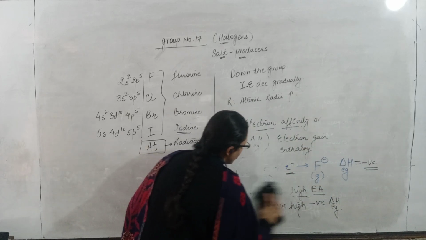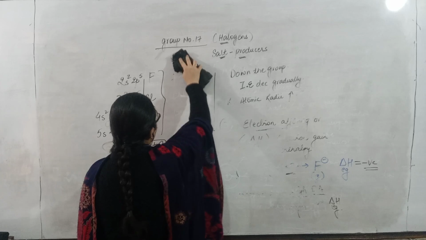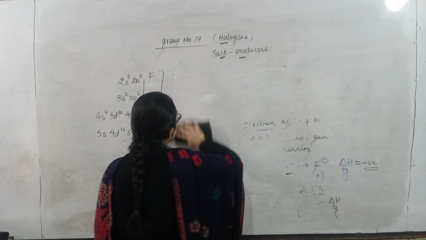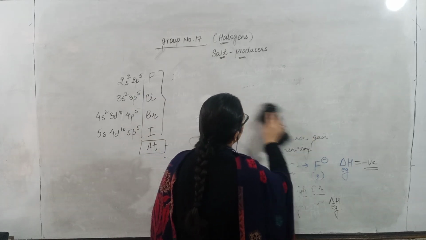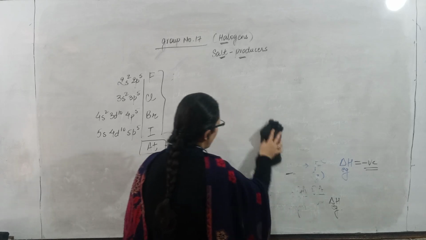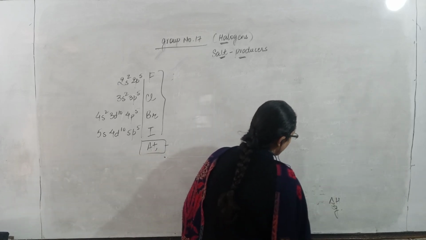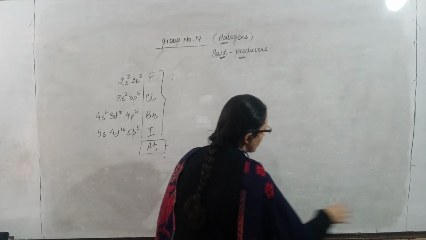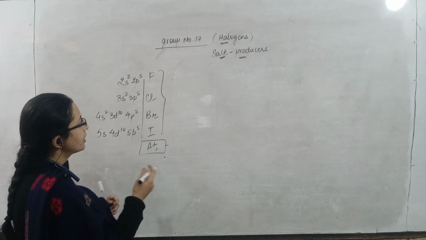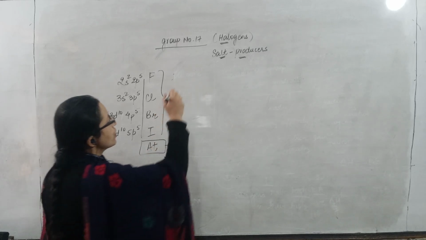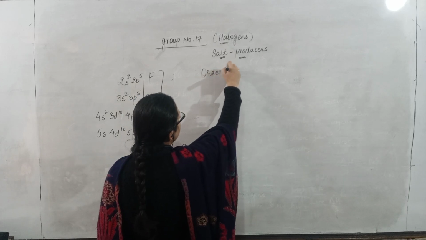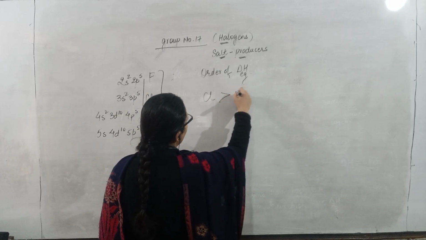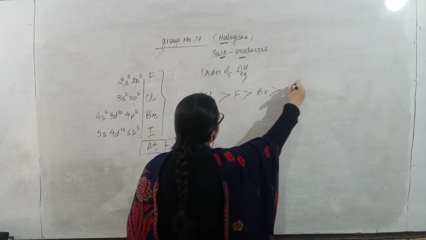When we compare the trend down the group, what is the order? Which has the highest electron gain enthalpy? Although fluorine, because of its small size, is expected to have a high electron gain enthalpy, in fluorine the inter-electronic repulsions are high, so the tendency to gain is a little less than chlorine. So the order of electron gain enthalpy is chlorine the highest, then fluorine, then bromine, then iodine.